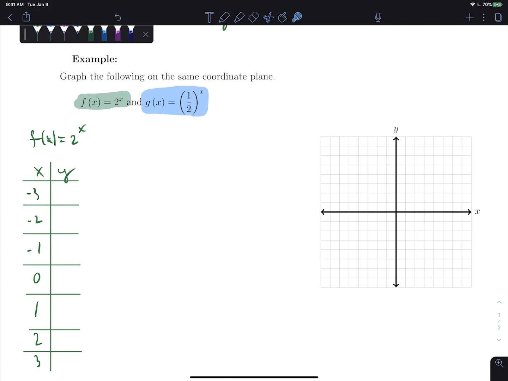Here's the thing though, the easiest one to look at is 0, because if you plug in 0 into this, you're going to get 2 to the 0 power, which is of course just 1. Now let's plug in the 1, which gives us 2 to the first power, which is 2. Plug in the 2, that gives us 2 squared, which is 4. Plug in the 3, that gives us 2 cubed, and that gives us 8.